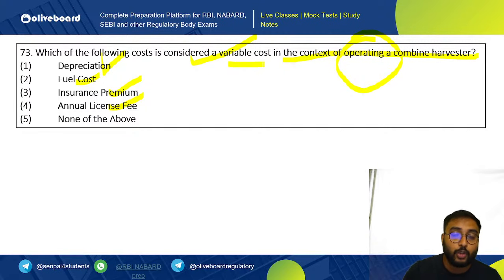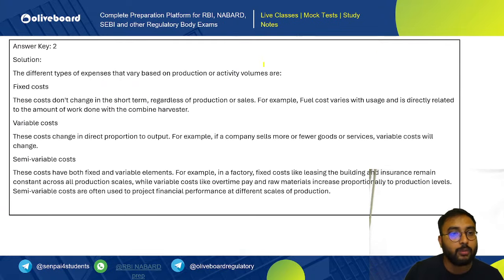Now from 10 you made it 5 times. So your fuel cost also will increase, right? So from 5 to 10 lakhs, it will become whooping maybe 80 lakhs or even 50 lakhs, 60 lakhs. So as production changes, cost changes. That is your variable cost. That's why fuel cost will be your answer.